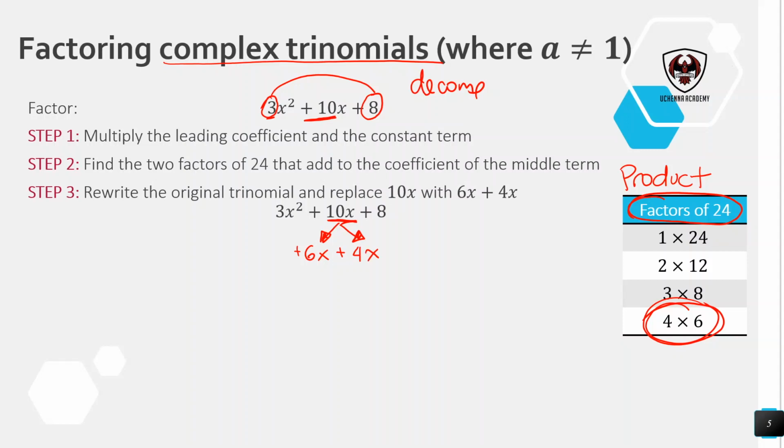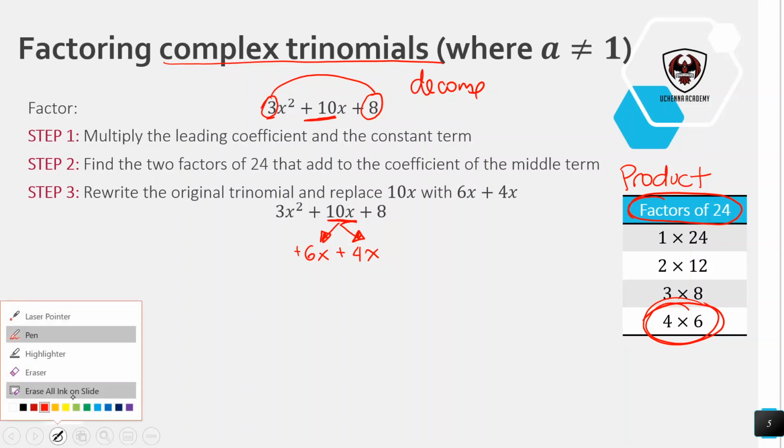So I'm decomposing that middle term, and this is why the method is called decomposition, because I'm breaking up the middle term. And you can't tell me that this is lying. I'm really just expanding this and saying 10x is really made up of 6x and 4x, and it's actually going to be quite helpful for me to break it up this way.